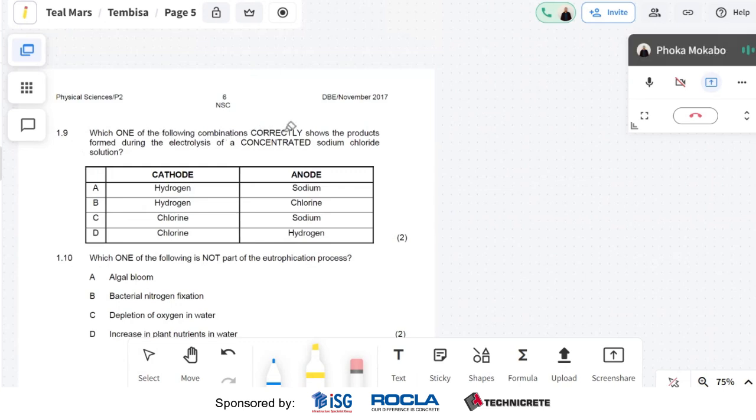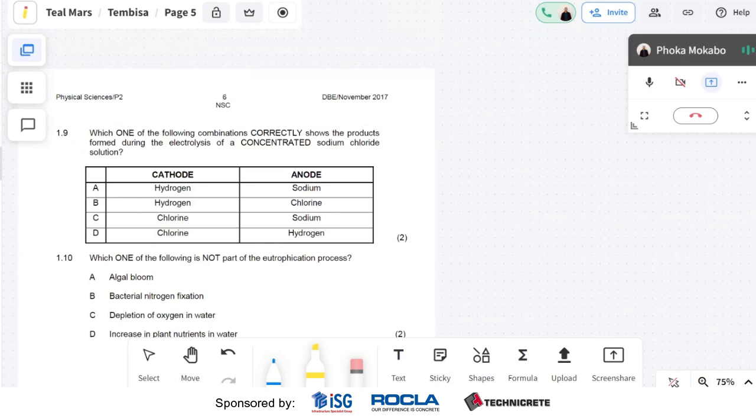And very quickly to finish off the multiple choice section, 1.9. Which one of the following combinations correctly shows the products formed during the electrolysis of a concentrated sodium chloride solution? Quite a mouthful, but electrolysis is once again electrochemistry, this time of the electrolytic cell form. And if you read it a second time, they're looking for the products of concentrated sodium chloride undergoing electrolysis.